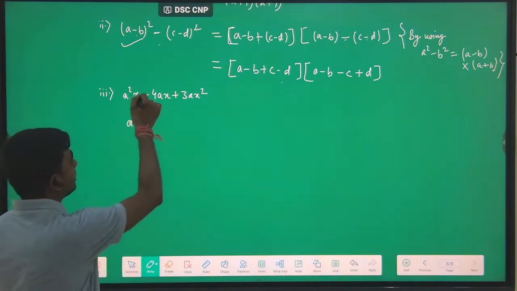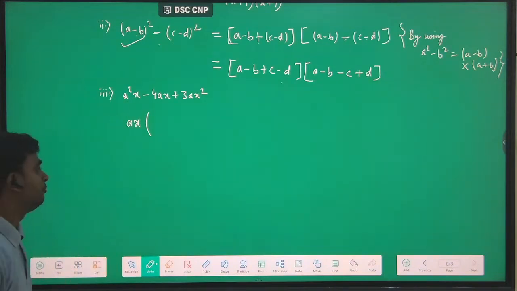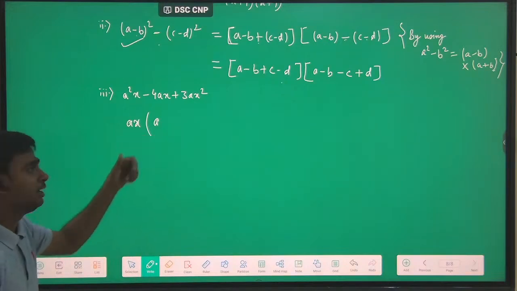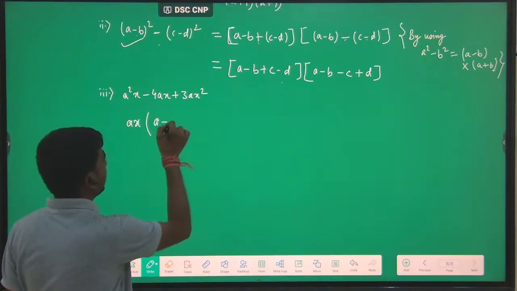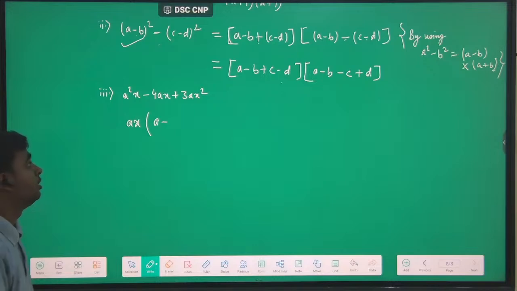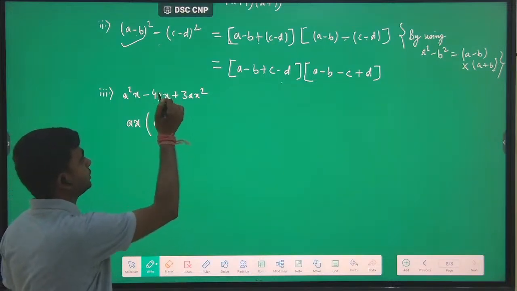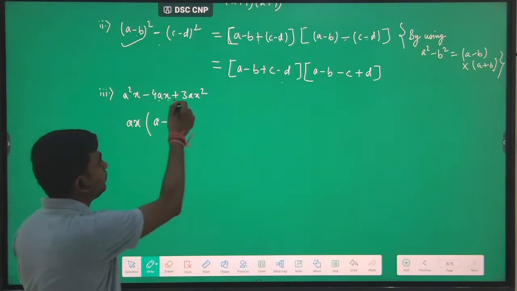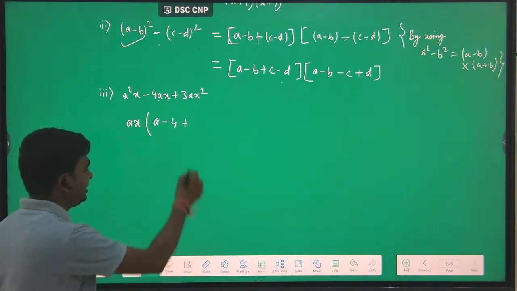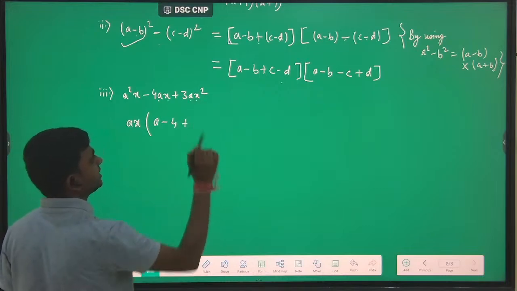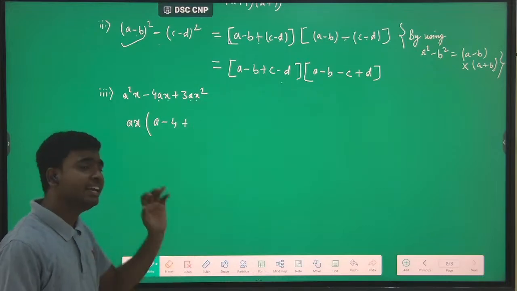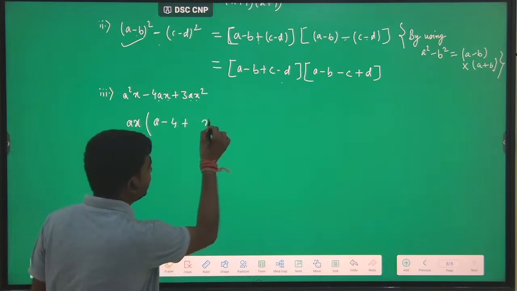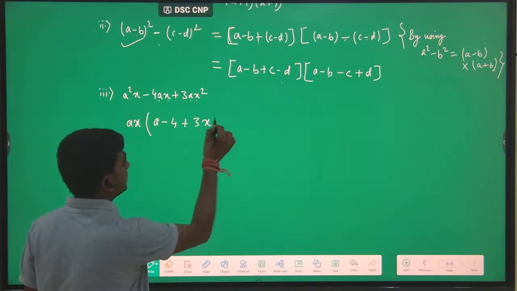Okay, now when we separate ax from a square x, we will get a into x is a square x. Okay, plus minus, here it is minus, that is why I am writing minus. This a has been separated, x has been separated, so what we will get? Minus 4. This plus will be written here. This a has been separated and one x has been separated. X square is what? X into x. One x has been separated out. So one x is here and this 3 is here.